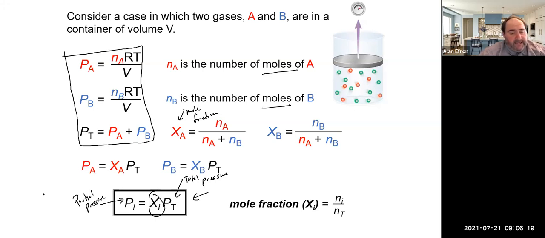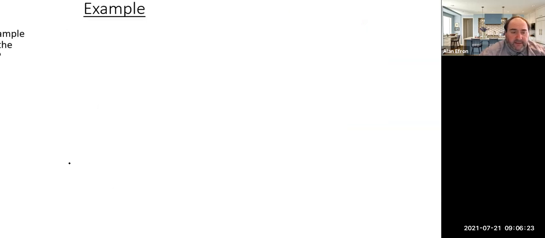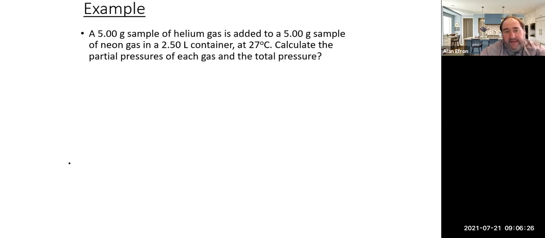All right, let's take a look at an example and see what you come up with. Why don't you give this a go? We've got 5 grams of helium and 5 grams of neon. We threw them in the same container at 2.5 liters at 27 degrees Celsius. What are the partial pressures of each gas, and what is the total pressure? We're looking for 3 answers here: 2 partial pressures for helium and neon, and the total pressure. Take a few minutes to see what you come up with.